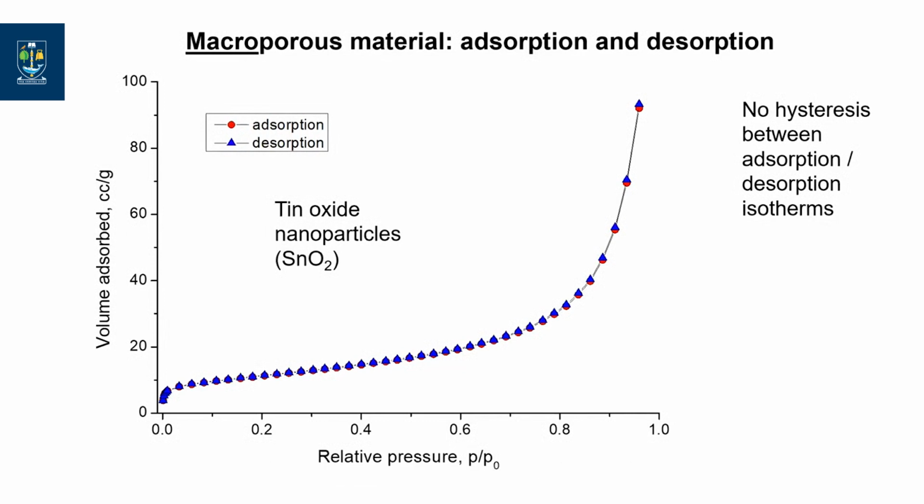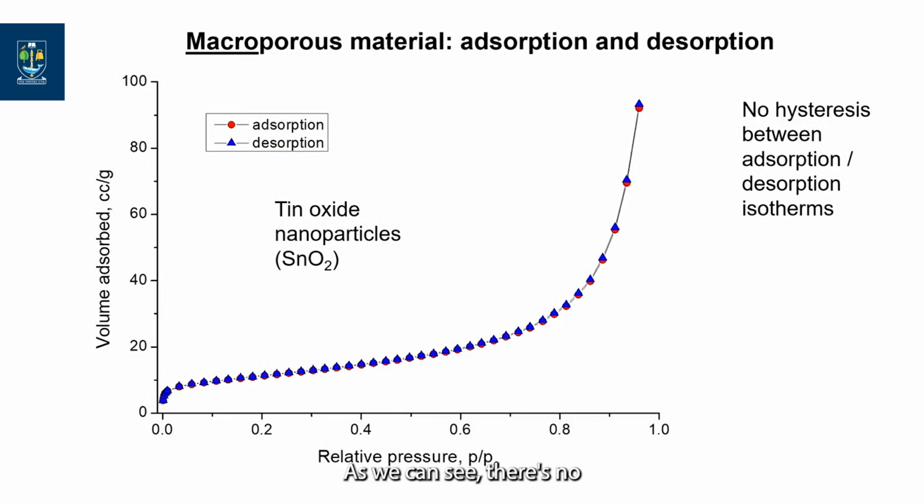I've talked about adsorption isotherm plots, but in some cases, the desorption can be as important as adsorption. Let's take a look at adsorption and desorption isotherms that have been recorded on tin oxide during my own research. In this case, the tin oxide nanoparticles were prepared by hydrothermal route, and they formed a macroporous material with a surface area of about 40 square meters per gram.